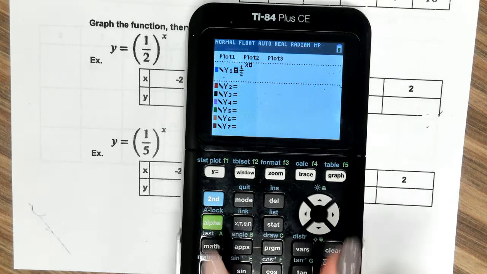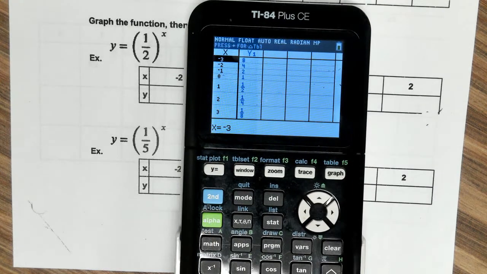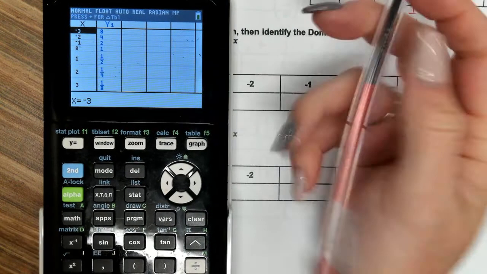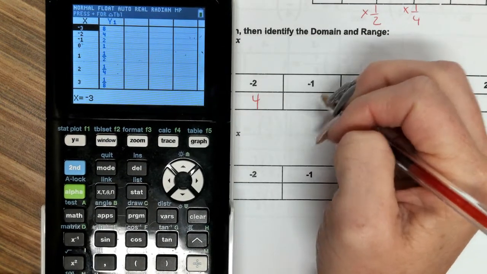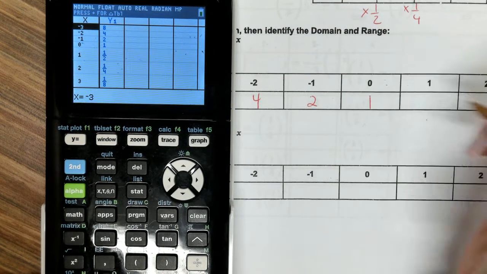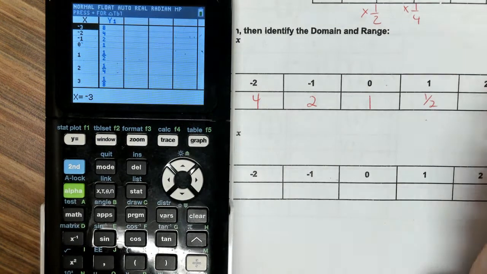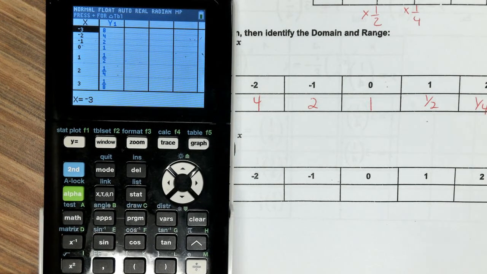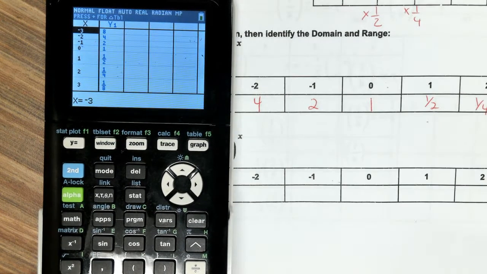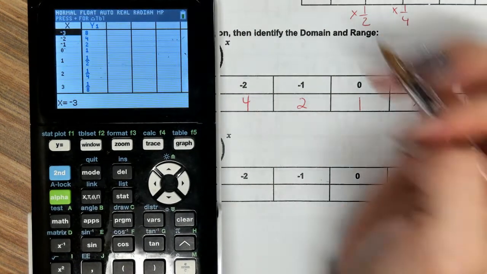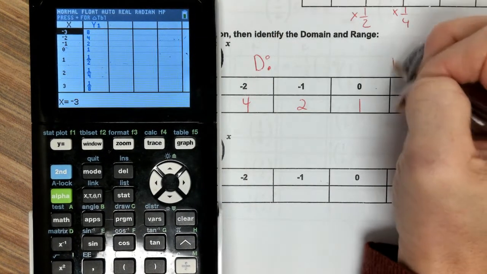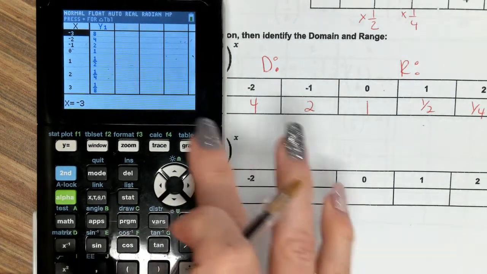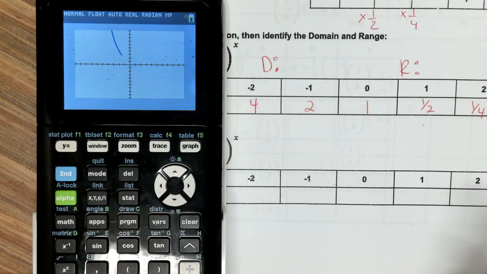Okay, and then I'm going to go to my table, so second graph, and I'm simply going to fill it out. So -2 is at 4, -1 is at 2, 0 is 1, 1 is 1/2, and 2 is 1/4. Okay, if I want to see the domain and the range, where do I go? I'm going to go to my graph to see what's going on.